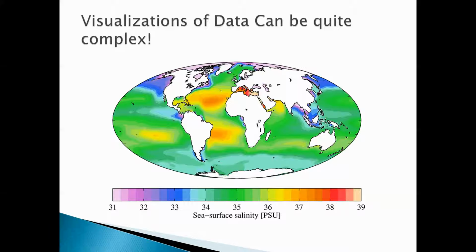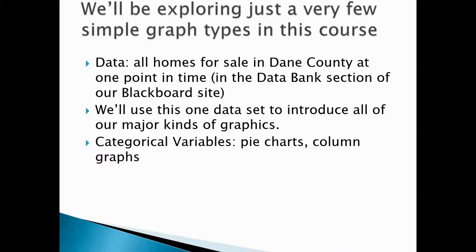So visualizations of data can be quite complex. This is a kind of data visualization that's called a heat map, even though it's not seeing heat in this example. This shows how salty the world's oceans are over the whole planet. And the colors tell you quickly which areas are most salty and which areas are least salty. So data visualizations can be very, very interesting, very, very complex. We're only going to be looking at some simple ones.